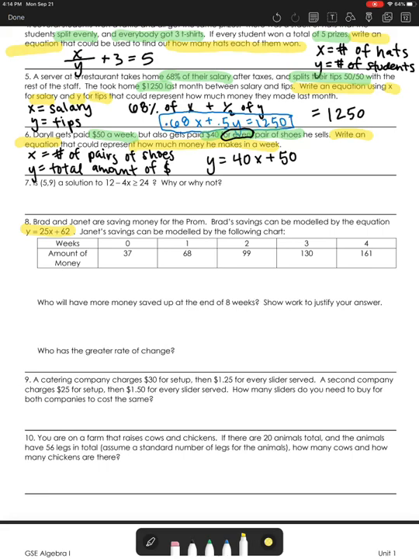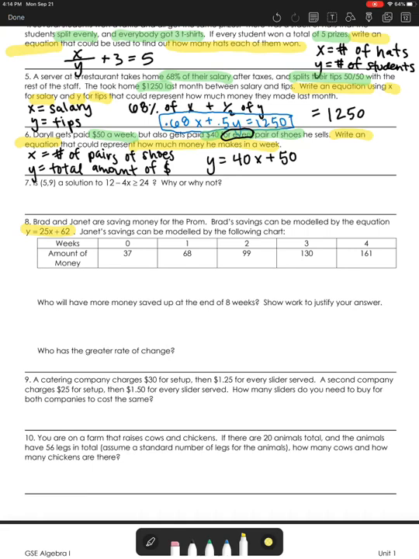Who will have more money saved up at the end of 8 weeks? Show work to justify your answer. Then who has the greater rate of change? Okay, so again, this is similar to the one with percentages and fractions in the way that we have two equations that are being represented in two different ways.